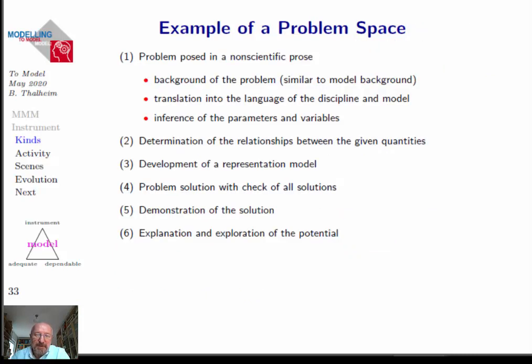A typical example of a problem space is, let's say, a problem posed in some kind of known scientific prose, with some kind of background of the problem, similar to the model background, with some translation into the language of the discipline, with some inferences of the parameters and variables. Then we determine the relationship between the given quantities, we determine the development of a representation model, we determine the problem solution, we demonstrate the solution, and we explain and explore the potential of our solutions. This is nothing else as some kind of generalization of the mathematical mold we already considered at the beginning of our lecture here.